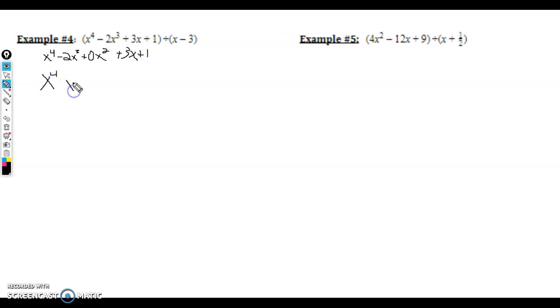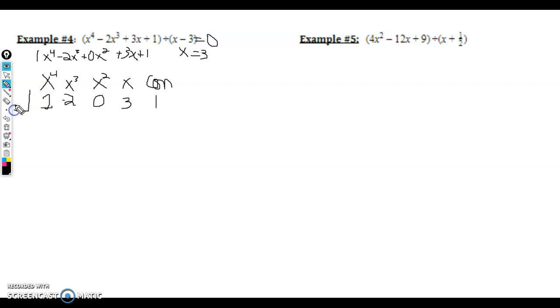Then I'm going to set up all my columns, x to the fourth and everything down. I write CON for constant. My coefficient in front of my x to the fourth is actually a 1, negative 2, 0, 3, and 1. If I set this equal to 0, I find my magical number. So my magical number is when x equals 3.